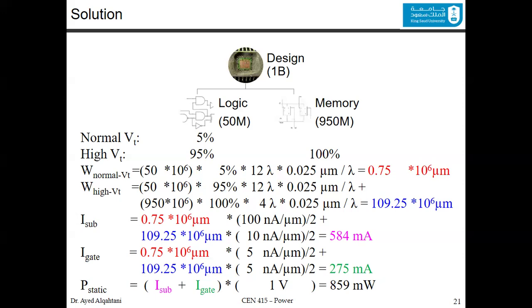But with newer generations, when we have smaller transistors, the leaking is increasing rapidly, to the point that now the static power consumption is actually the dominant part. The static power consumption is the dominant part in recent technologies.